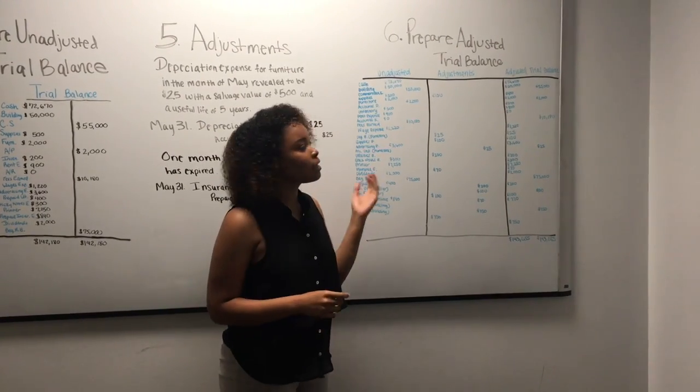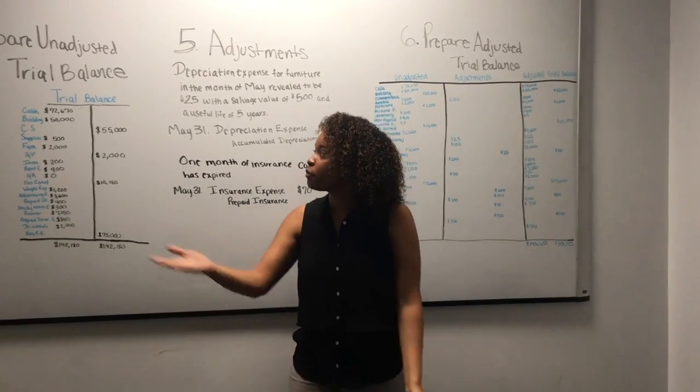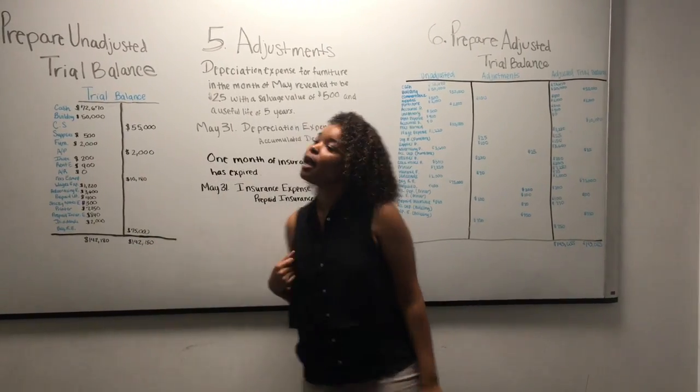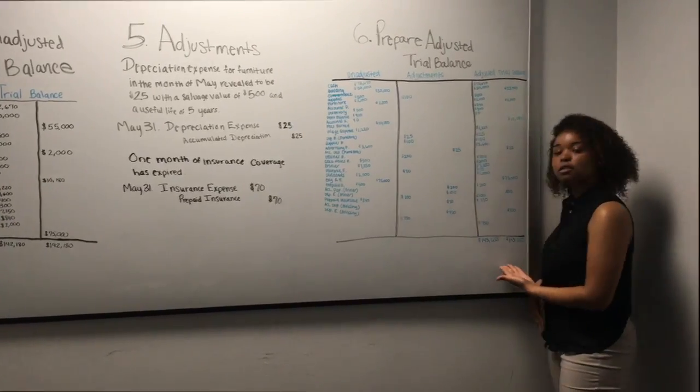Moving on, the 6th step is preparing the adjusted trial balance. So we use the original information from the trial balance and include the recent adjustments made, and that will determine our ending trial balance.